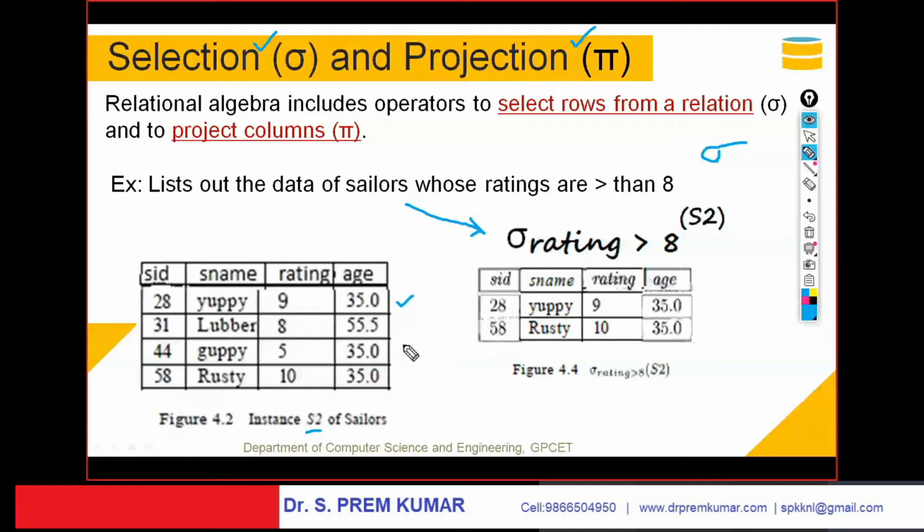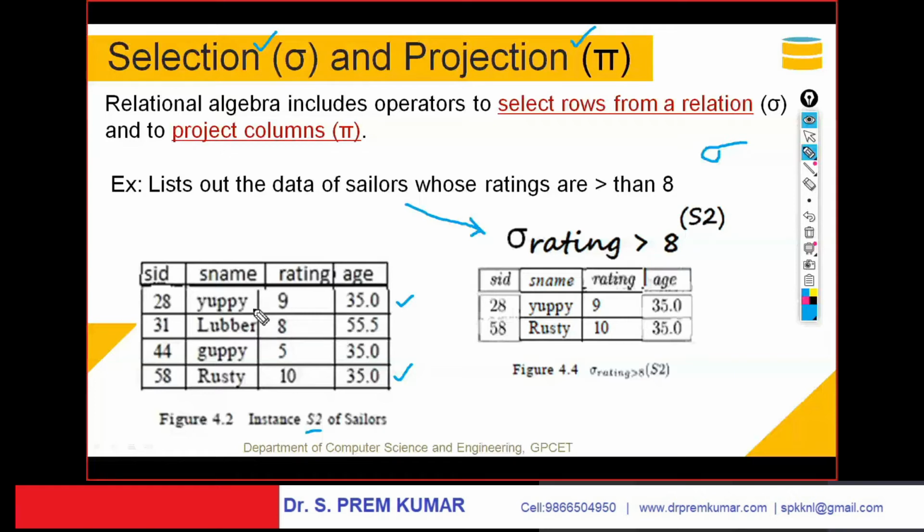Why are the rest of the sailors not coming? You are saying whose rating is greater than 8 from S2. S2 means this entire relation. From S2, whose rating is greater than 8, select. Select only those tuples whose rating is greater than 8.